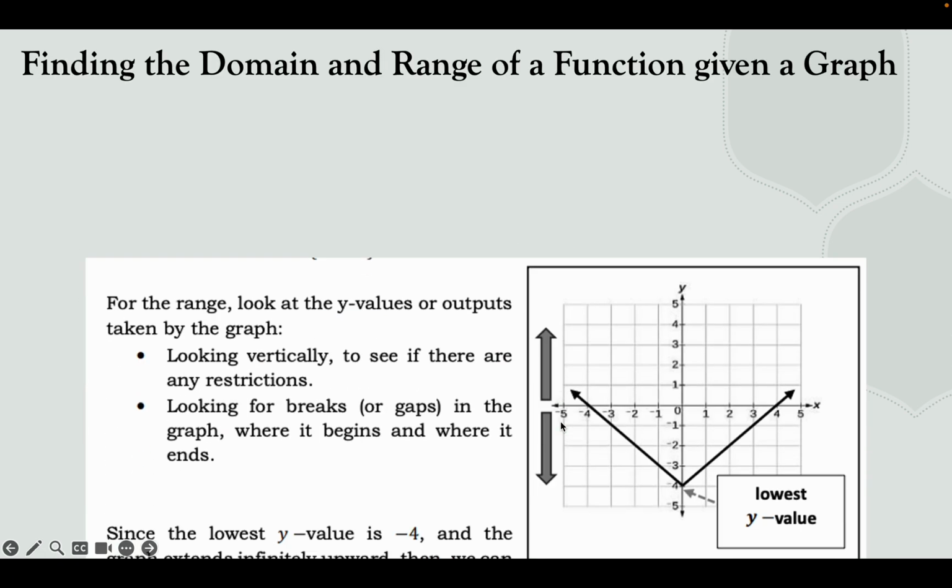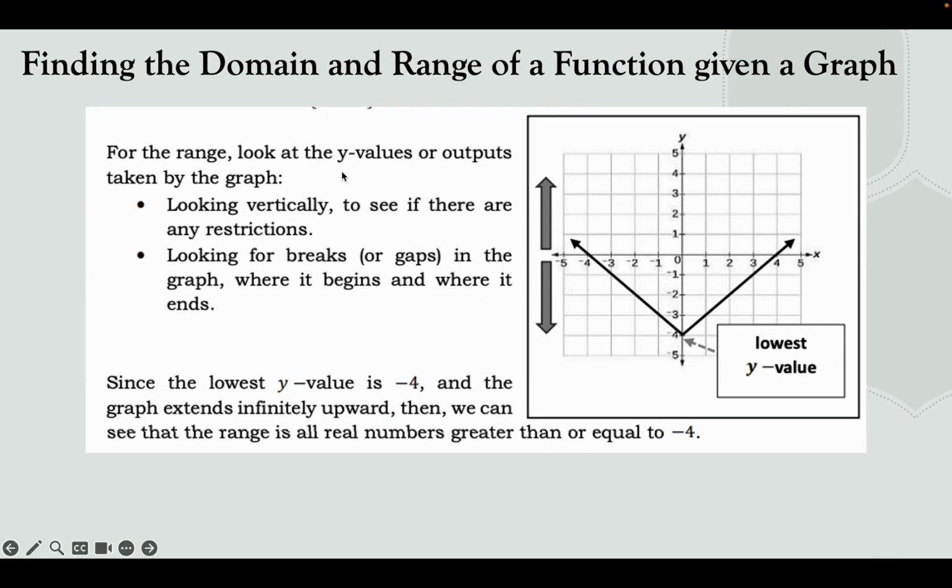Now, in finding the range, you look at the y-axis. Looking vertically to see if there are any restrictions. Now, you look at the lowest value of your y. So what is the lowest value of your y? That is negative 4, right? Since the lowest value of your y is negative 4 and the graph extends infinitely upward, right?